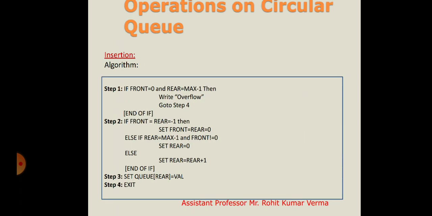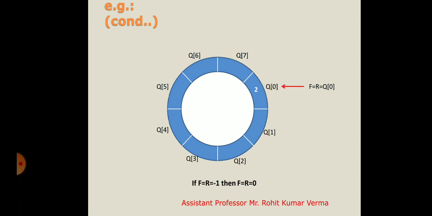Now second, after checking overflow, suppose there is no overflow and we want to insert an element. First of all, we have to check whether there is an element in the queue or not. If there is no element, then front and rear are equal to -1 because the queue is empty. In that case, you place the element at the first location, and for the first location our front and rear addresses are the same, that is 0.